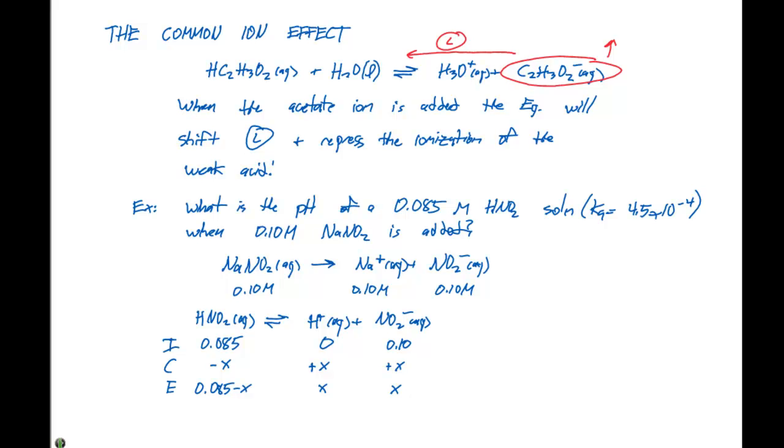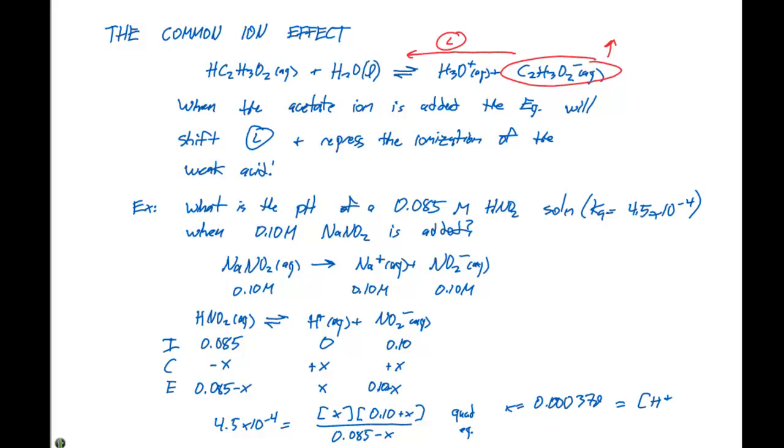If we set up our Ka expression, 4.5 times 10 to the minus 4 is going to equal X, and the concentration of our NO2 minus at equilibrium is going to be 0.10 plus X. So our Ka expression is X times 0.10 plus X divided by 0.085 minus X. If we rearrange this expression and use the quadratic equation, we end up solving for X, and that's going to equal 0.000379, which equals the concentration of H plus. If we take the negative log of that and solve for the pH, we get 3.42 for our pH.